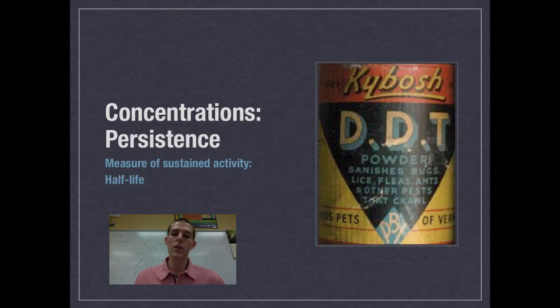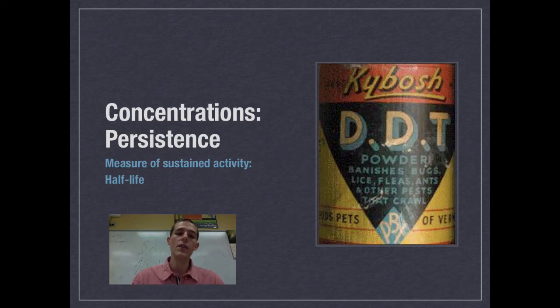Last slide for the day is going to be persistence. Persistence essentially looks at how long a chemical hangs out in the environment and remains active. Some chemicals are highly persistent, others aren't. There are some pesticides that break up as soon as the sun comes out. Others, like DDT, are highly persistent. It can hang out in the environment for 30 years.